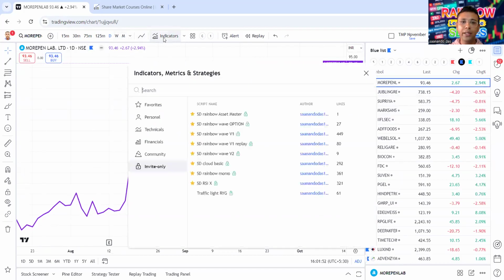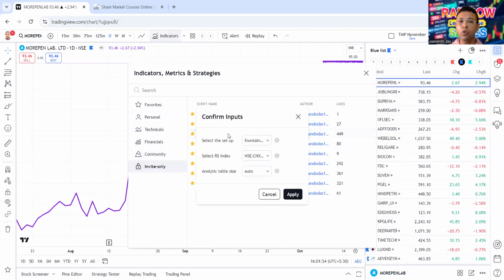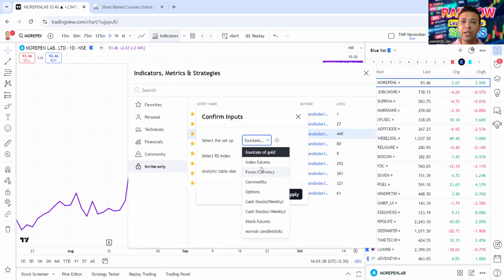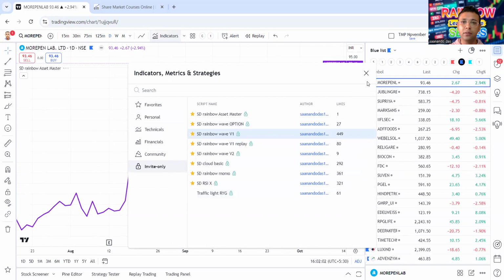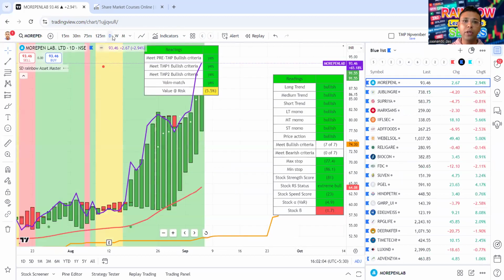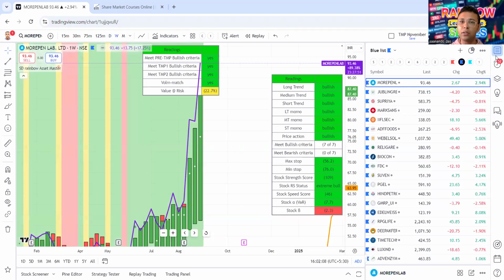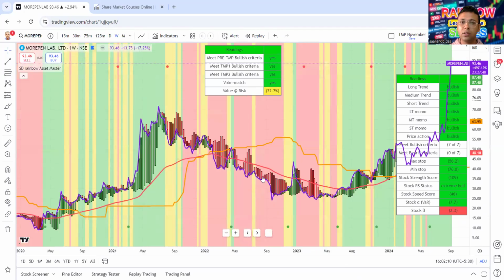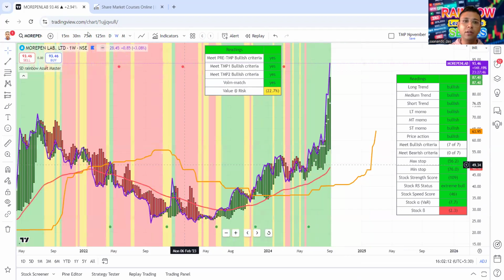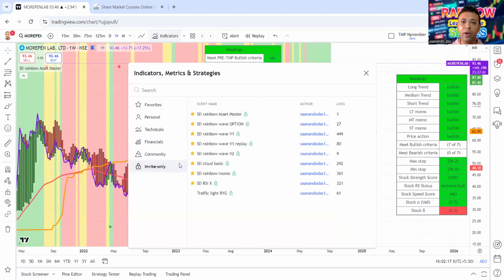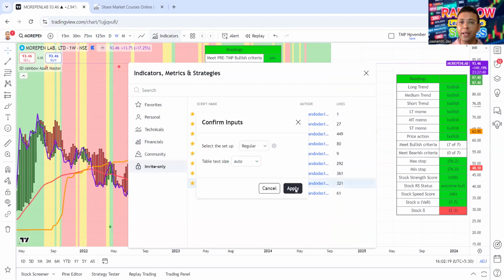now you go to indicators, go to SD Rainbow Wave version 1. When it's asking it to apply, you select cash stocks weekly and apply. So first, we will take a look at the stocks in the weekly chart. And we will need SDRSIX as well. Indicators, invite only SDRSIX. This is a momentum indicator.